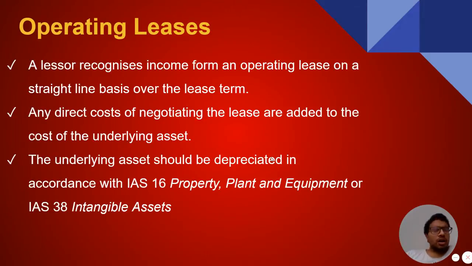So a bit different is with operating leases. In case of operating leases, income from an operating lease is recognized on a straight-line basis, and any direct costs of negotiating the assets are added to the cost of the underlying asset. It is added to the cost of the asset, and then it is depreciated in accordance with IFRS 16 or IAS 38 intangible assets. So you might be leasing your franchises and all, right? So your rights and all, that is under IAS 38.